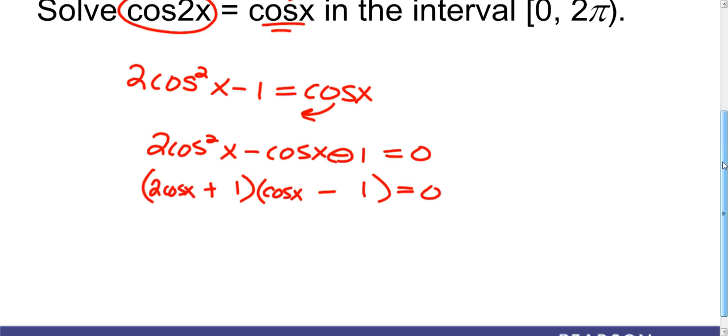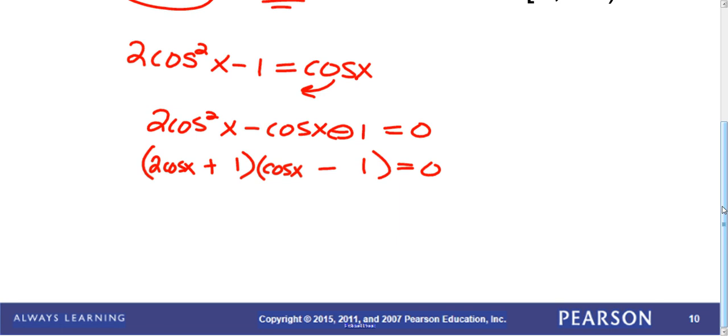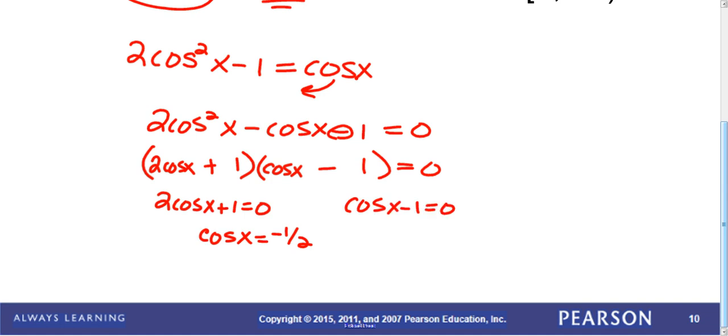Okay, and then you're going to set each part of these equal to 0. So I will have 2 cosine x plus 1 equals 0. Subtract 1, divide by 2. Hopefully you can figure out that cosine x will be negative 1/2. And then if I set the other one equal to 0, obviously cosine x equals 1.